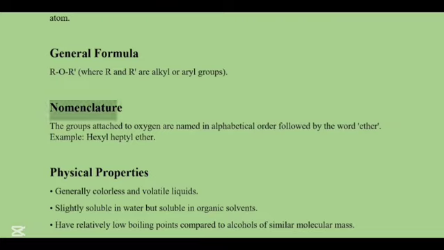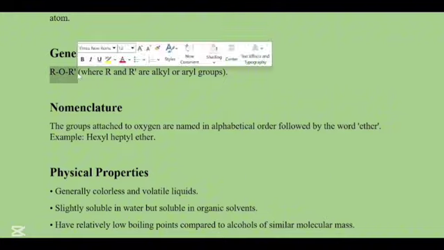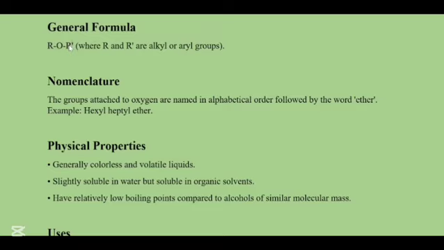The nomenclature of ethers: the groups attached to oxygen are named in alphabetical order followed by the word ether. For example, I have oxygen, and with oxygen we have an alkyl group which is hexyl and in the aryl group we have heptyl. So what will be the name of this organic compound? This will be named hexyl heptyl ether. In the end, ether will come. Why? Because we have oxygen bonded with two alkyl or aryl groups.